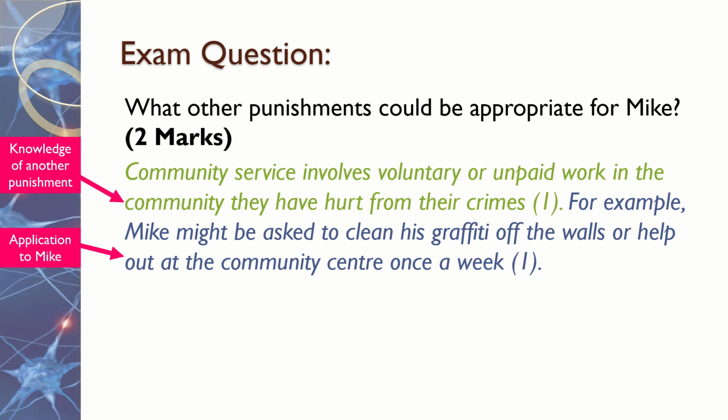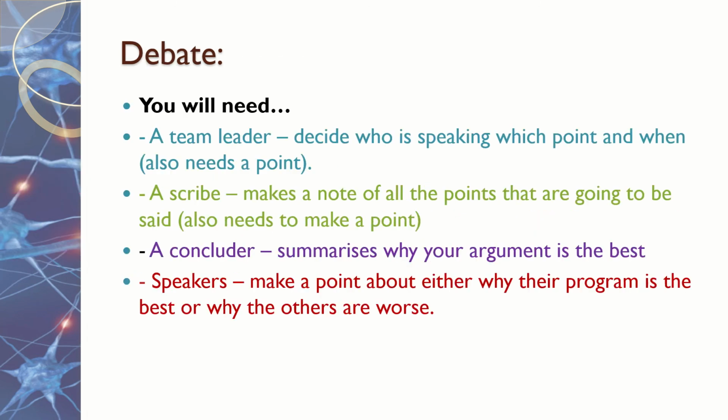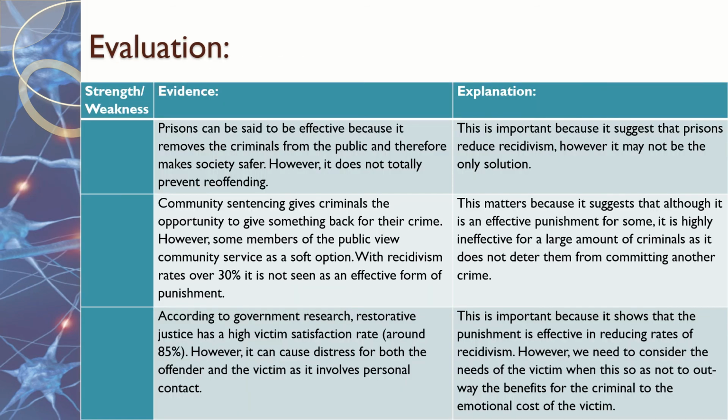So I said community service involves voluntary or unpaid work in the community they have hurt from their crimes. For example, Mike might be asked to clean his graffiti off the walls or help out at the community centre once a week. I explained what it is and then linked it specifically to Mike. Okay, the last thing I want you to do is to evaluate the strengths and weaknesses of each of these. And where there is a percentage, like 30% here or 85% here, this is really important that you highlight it.